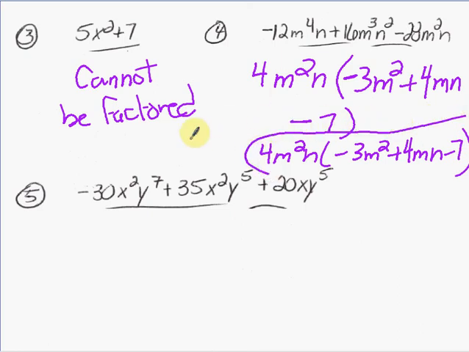Okay. And one more just like this. Let's see. Out of negative 30, 35, and 20, that's looking like 5 would be the GCF. We can factor out an x, and we can also factor out a y to the 5th power.